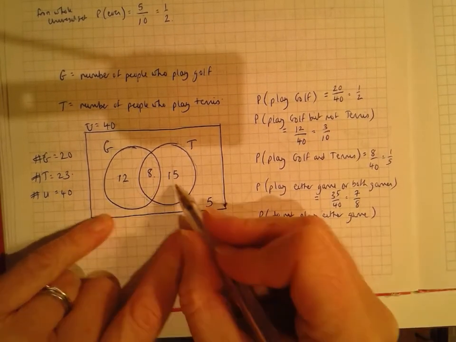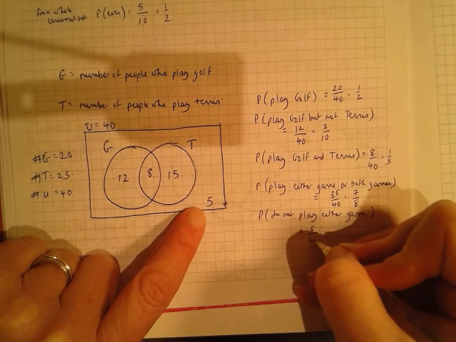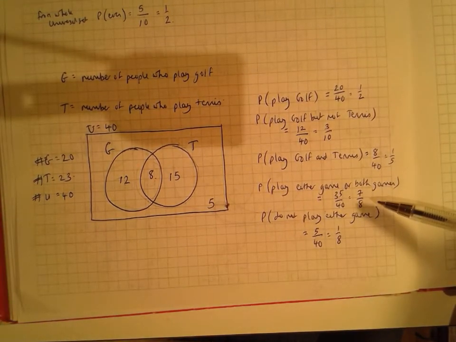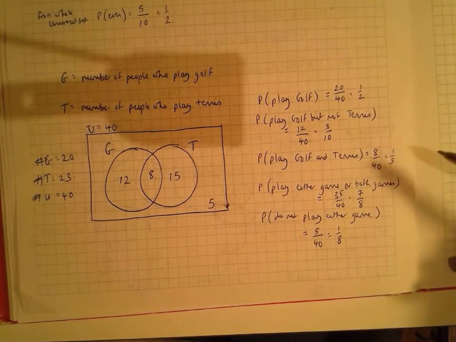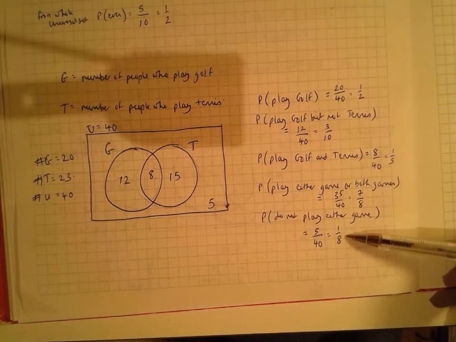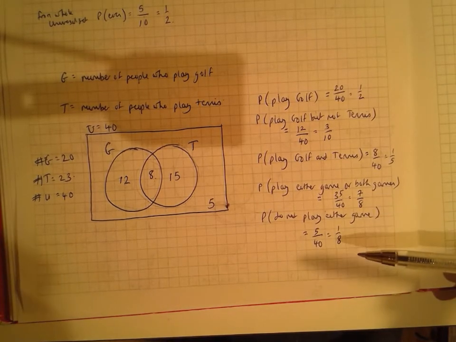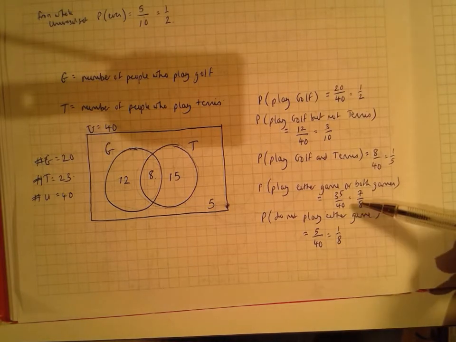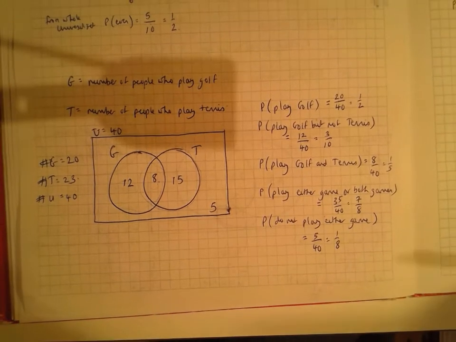And they play neither game. They do not play either game. It's going to be these 5 people out of 40, which is 1 out of 8. Now if you notice, the probability of those that play one of the games or both of the games, and the probability of those that play neither game, those two probabilities add up together to give 1, because they're opposites of each other. You either play a game or you don't play a game. Those are the two possible outcomes, so that's why the probabilities add up to 1.